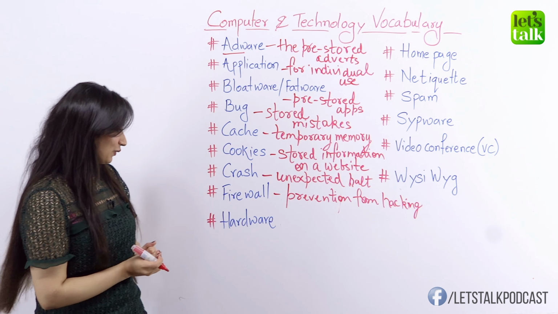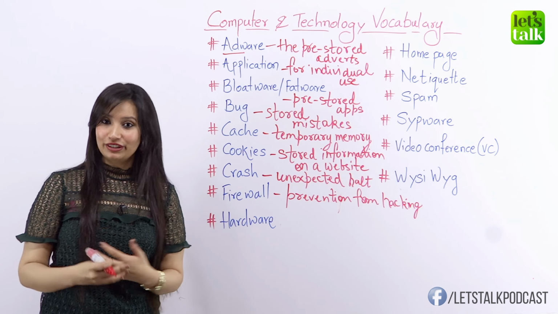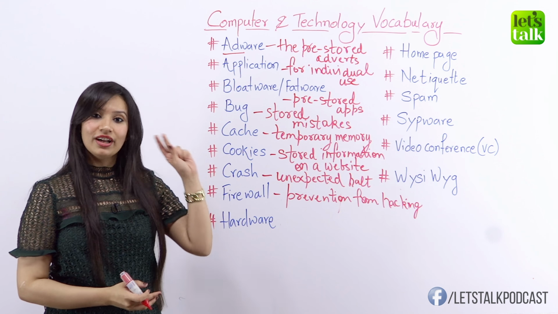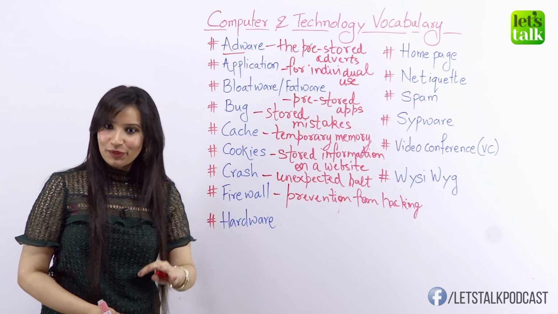Let's look at the next word. Hardware. Well, that's a very commonly heard term. We know that software is the part of the computer that you cannot touch, which is non-tangible. But hardware is the parts or the units of the computer that you can touch. For example, your desktop, your CPU, and your keyboard are hardware. The tangible parts of a computer.